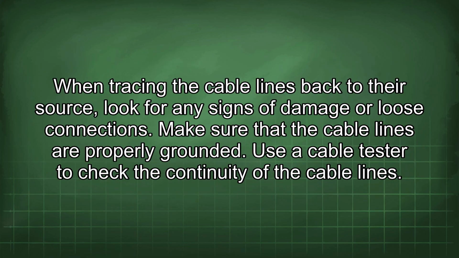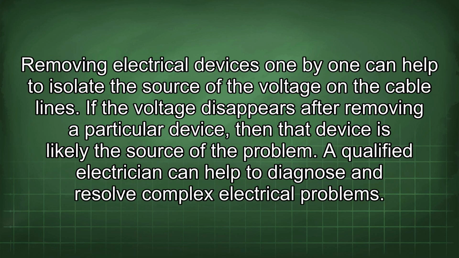devices. When tracing the cable lines back to their source, look for any signs of damage or loose connections. Make sure that the cable lines are properly grounded. Use a cable tester to check the continuity of the cable lines. Removing electrical devices one by one can help to isolate the source of the voltage on the cable lines. If the voltage disappears after removing a particular device, then that device is likely the source of the problem.